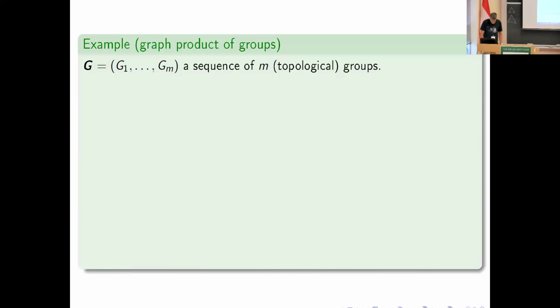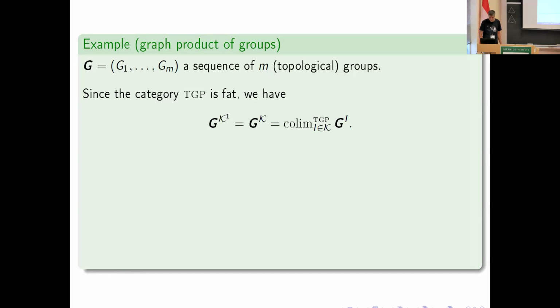And of course, the most well-known example is a graph product of groups. You start with a sequence of groups, not necessarily discrete. You can do topological groups as well if you want, and that will be important. Since the category of groups is fat, you have this identification. So this polyhedral product is the same for K1, or this is a graph product. It's a colimit of products of your groups over the simplices in your simplicial complex, or over cliques in your graph.